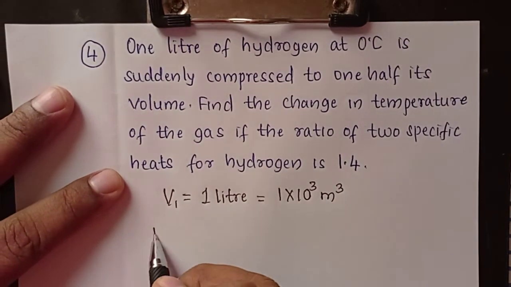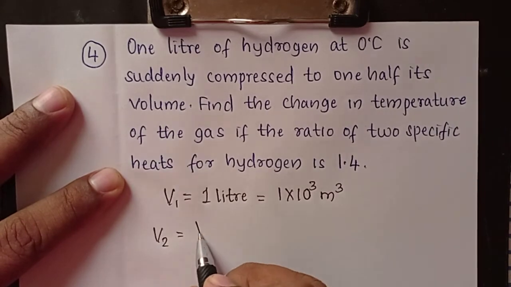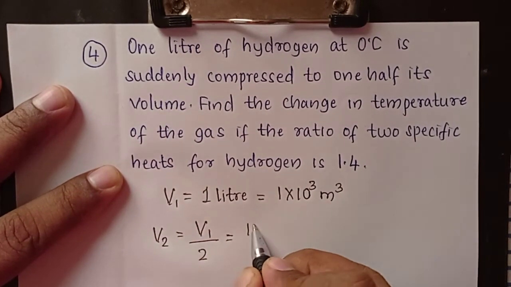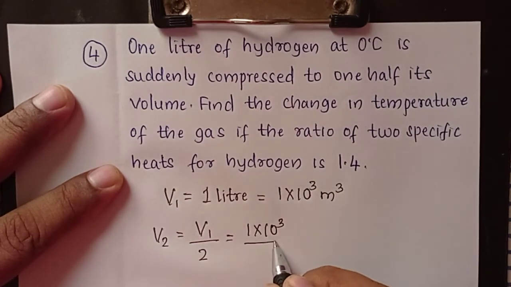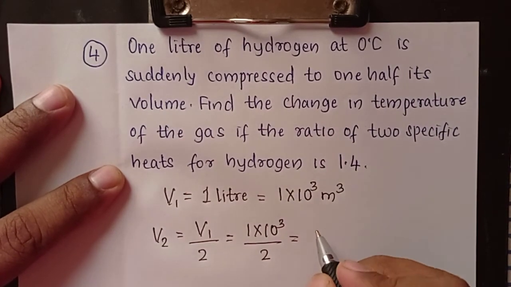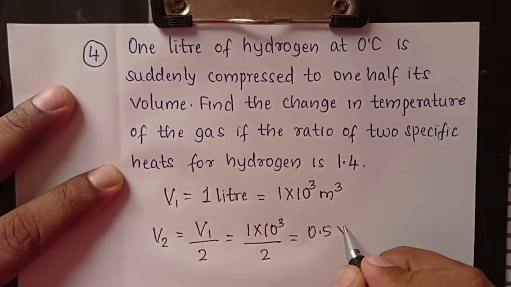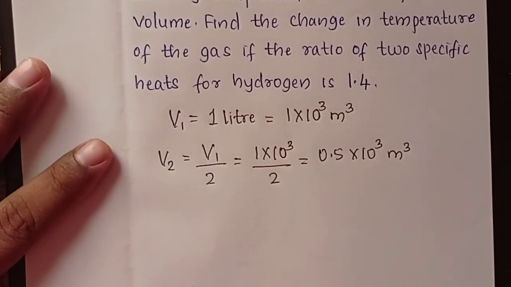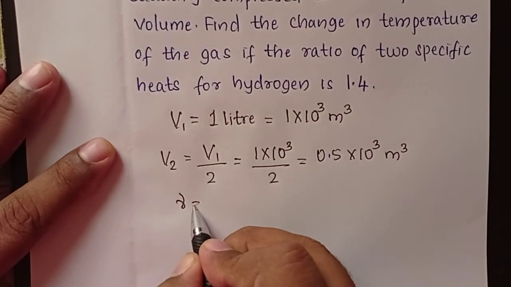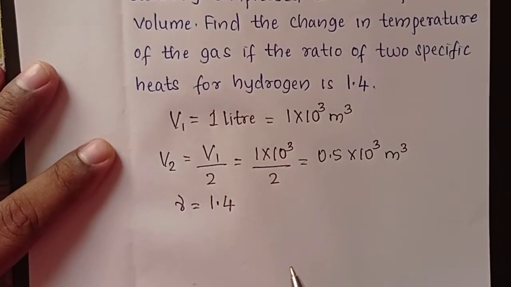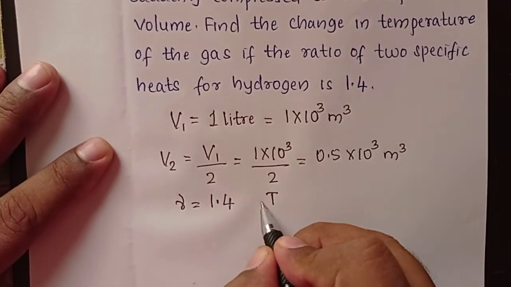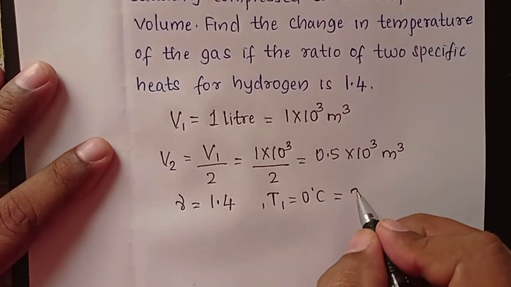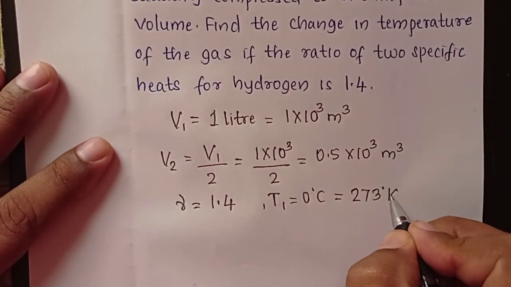Then V2 is half of V1. So V2 is equal to V1 by 2. So that is 1 into 10 to the power 3 divided by 2 will give me the value of V2, that is 0.5 into 10 to the power 3 meter cube is the value of V2. Then he has given the ratio of specific heats, that is gamma is equal to 1.4, and temperature is given T1. T1 is 0 degree centigrade, that is add 273 to this, it becomes 273 degrees Kelvin.